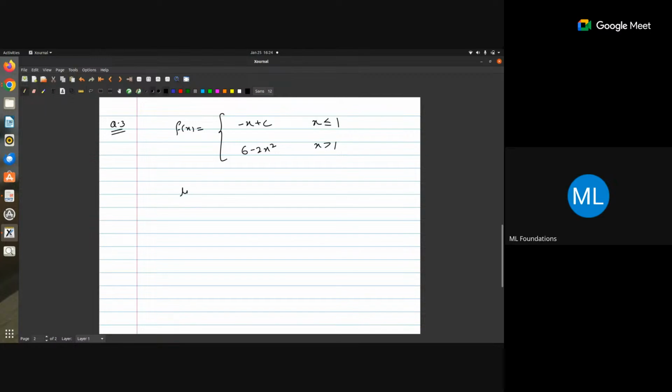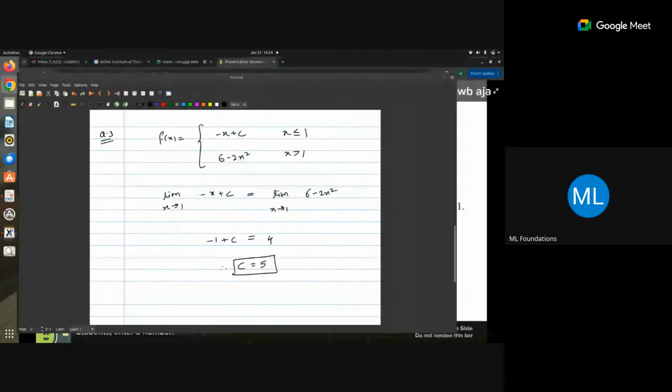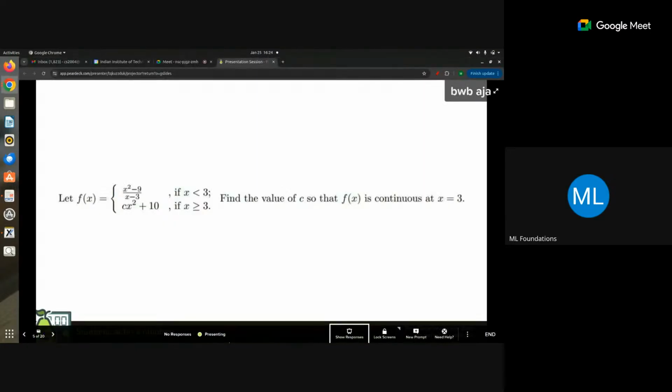So similarly, the limit as x tends to 1 of minus x plus c. Since we know that this function is continuous at x equals 1, it should be equal to the limit as x tends to 1 of 6 minus 2x square. If I plug in the values here, it will be minus 1 plus c equal to 6 minus 2, which is 4. So c will be equal to 5. Yes, most of you have answered it correctly. Not most, all. Nice.